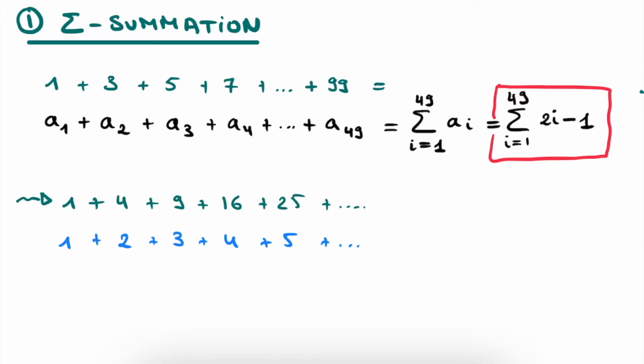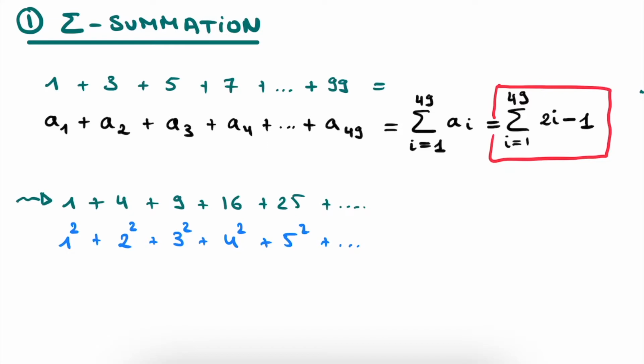However, we're not done yet because this is clearly not the same series. However, if we square each index number, we see that we indeed get our values again. 1 squared gives 1, 2 squared gives 4, 3 squared gives 9, and so on.